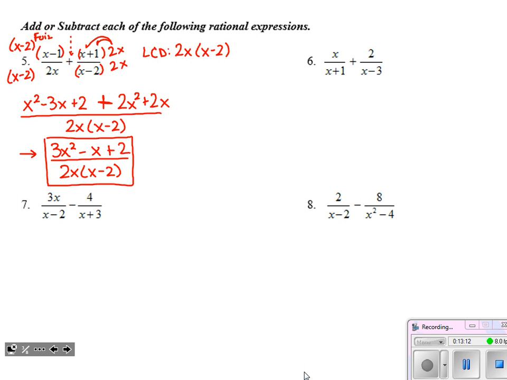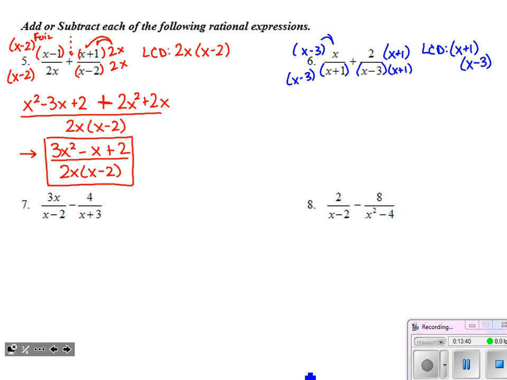Problem number 6. Well, let's set up our least common denominator. I see an x plus 1 denominator and x minus 3 denominator. My least common denominator will have both of those factors. Didn't really plan ahead there. Ran out of room. Okay, the first fraction is missing the x minus 3, so I'll multiply that piece in to top and bottom.